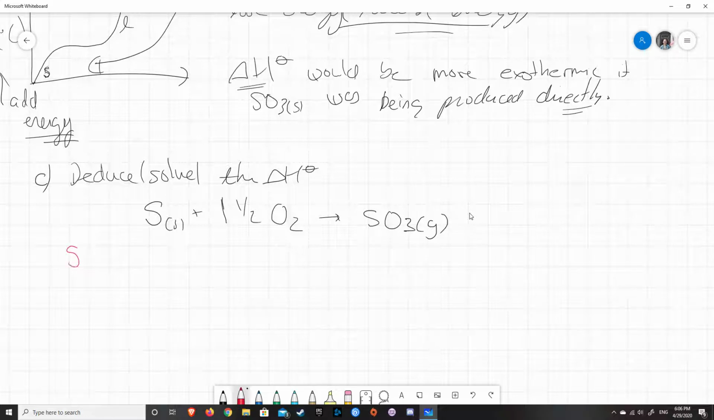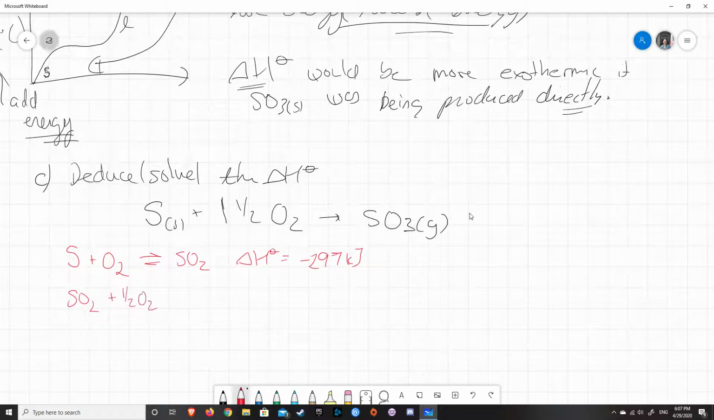So the first equation, I'm not going to put the state symbols in here just to save a little bit of time. I don't want you to be watching these videos all day. Sulfur plus O2 forms SO2, and the delta H naught was equal to negative 297 kilojoules. And the next one was SO2 plus 1/2 O2 reacts to form SO3, and delta H is equal to negative 92 kilojoules. So this is an SO3.